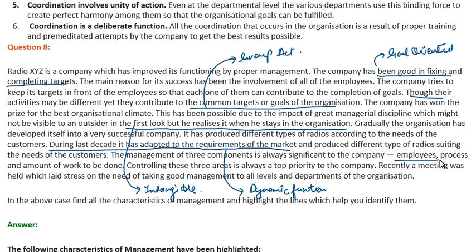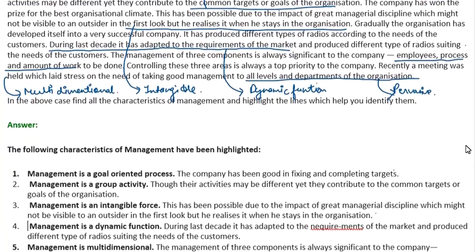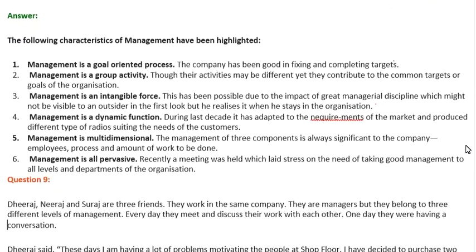Now they spoke about these three different areas: employee, process, and amount of work. That means it is multi-dimensional. And all levels and departments of the organization. That means pervasive. So these are, I think, 6 characteristics of management. They all are given in this question. This looks like a very good question for a 6 marker.